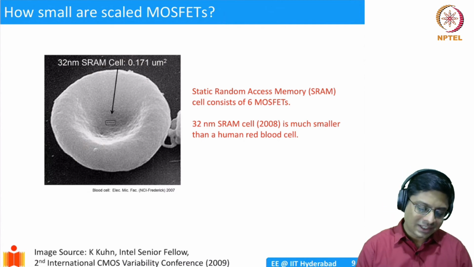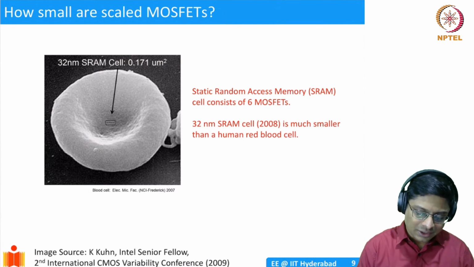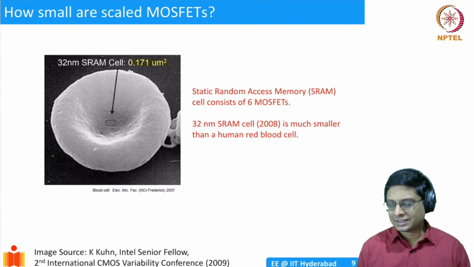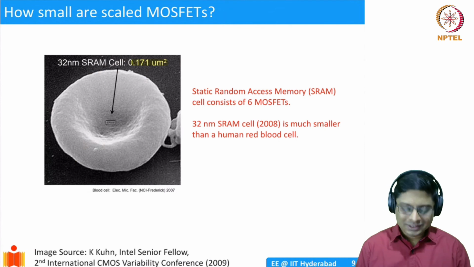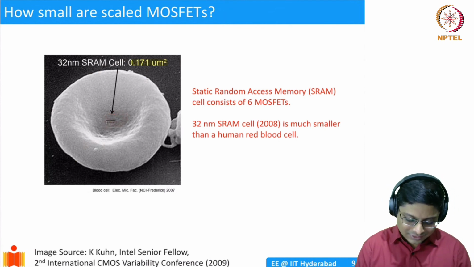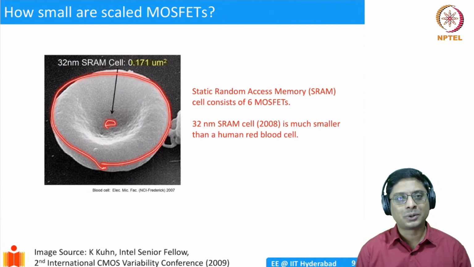So this is static random access memory of 32 nanometer technology, and you see that the area of this is only about 0.17 micrometer square. It's not very illustrative when I say 0.17 micrometer square. So what? Well, the size of this 0.17 micrometer square is this, compared to this white area, which is actually the red blood cell of a human body.